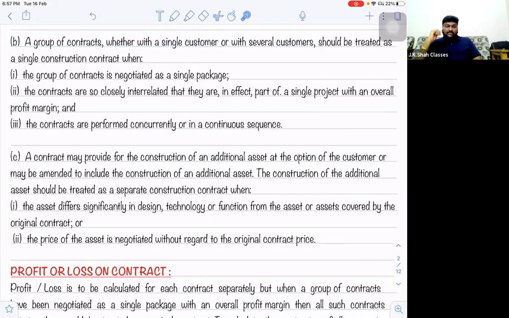I will go for the third and the last point. May exist. Why not? There is a chance. It may exist.